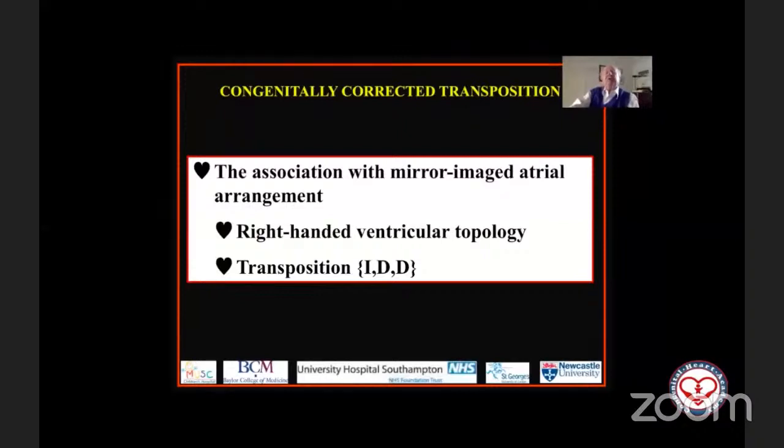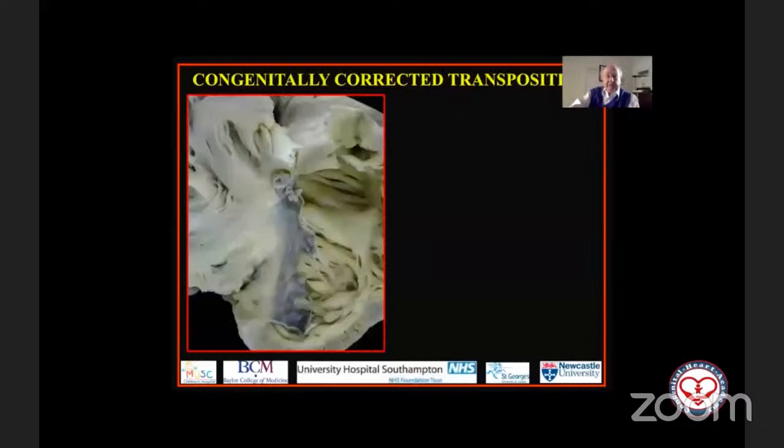And in Van Praagh nomenclature, of course, this is transposition IDD. It is D-loop transposition. The aorta almost always is anterior and right-sided, so it is D transposition, but it is still congenitally corrected transposition because there are discordant atrioventricular and discordant ventriculoarterial connections.